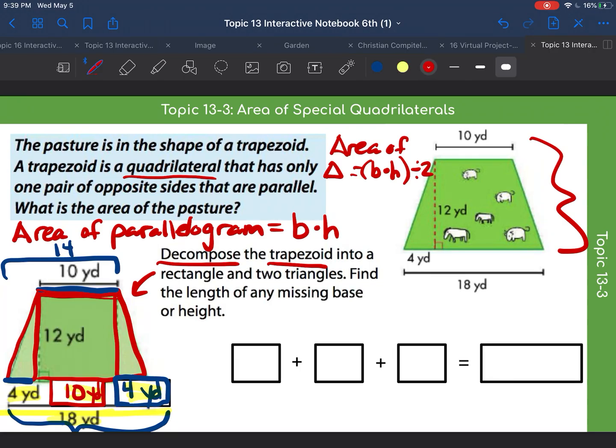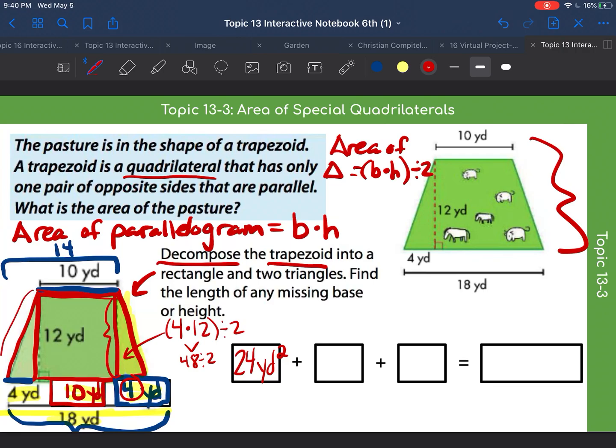So let's start first with this triangle. Okay, now this triangle has a base of 4, and a height. What is the height of that triangle? The height is 12, and then we're going to divide by 2. So 4 times 12 is 48. 48 divided by 2 is 24. So the area of this triangle right here that we just found is 24 yards squared.